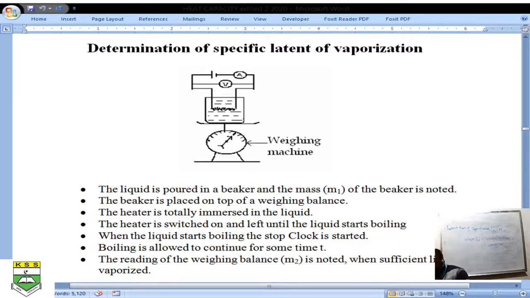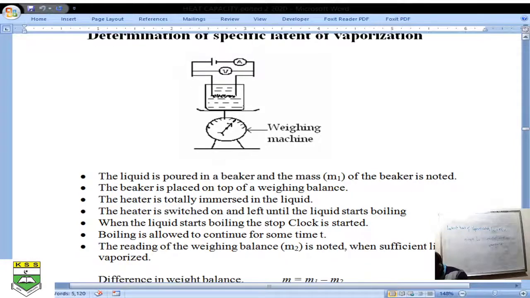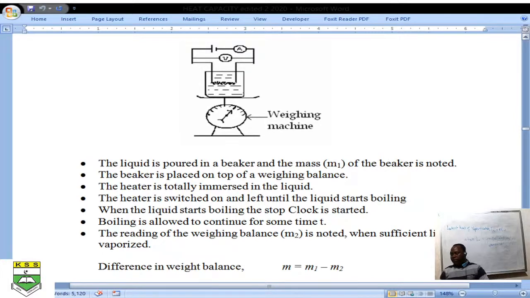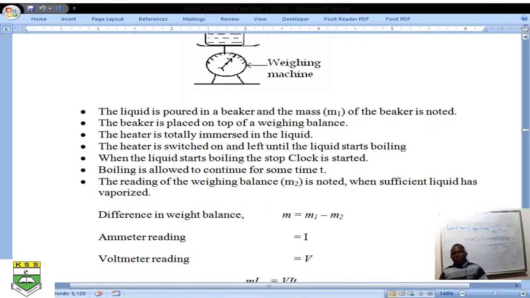The heater is switched on until the liquid starts what? Boiling. So we are heating this, and the heater is switched on and left until the liquid starts boiling. Now when the liquid starts boiling, the stop clock is also started.